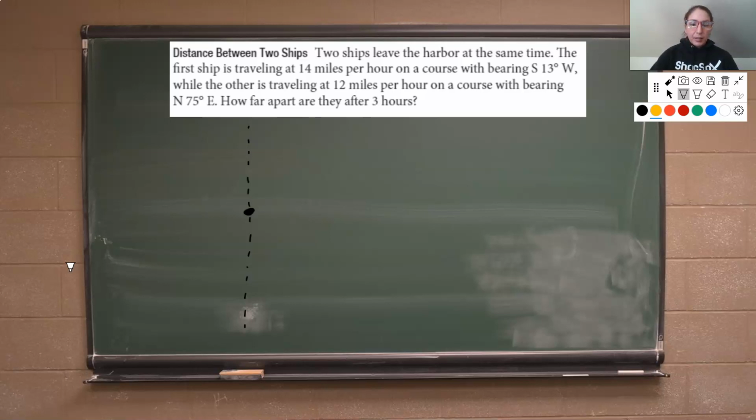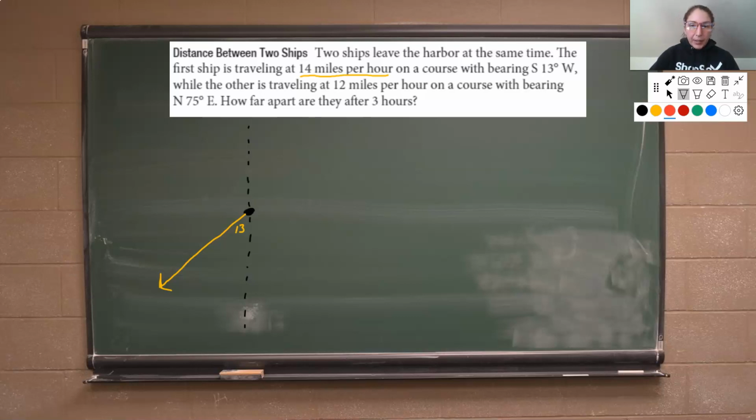So never eat soggy waffles. So southwest is this direction here, 13 degrees. Okay, so that ship's traveling there, and that ship is traveling at 14 miles per hour. Okay, got it. And this angle here between the black dotted line and the yellow line is 13. Okay, what about the other ship?